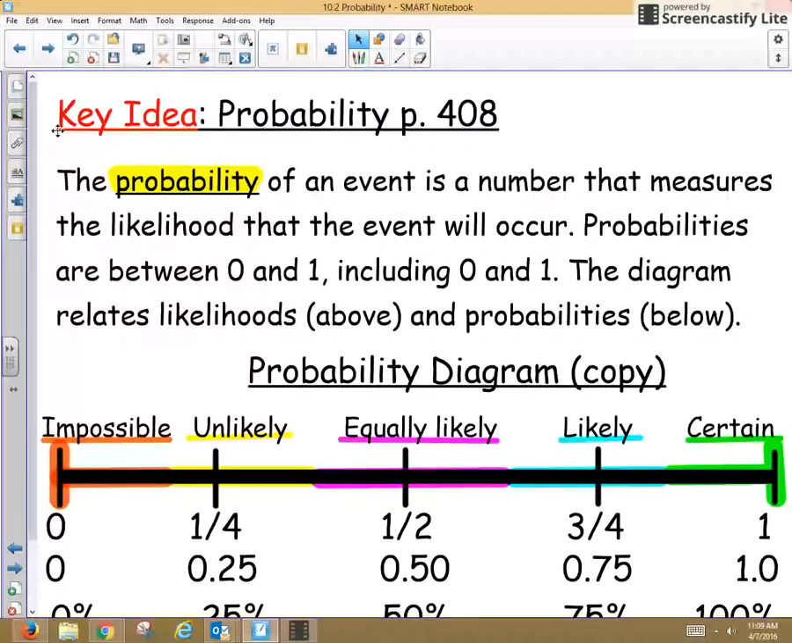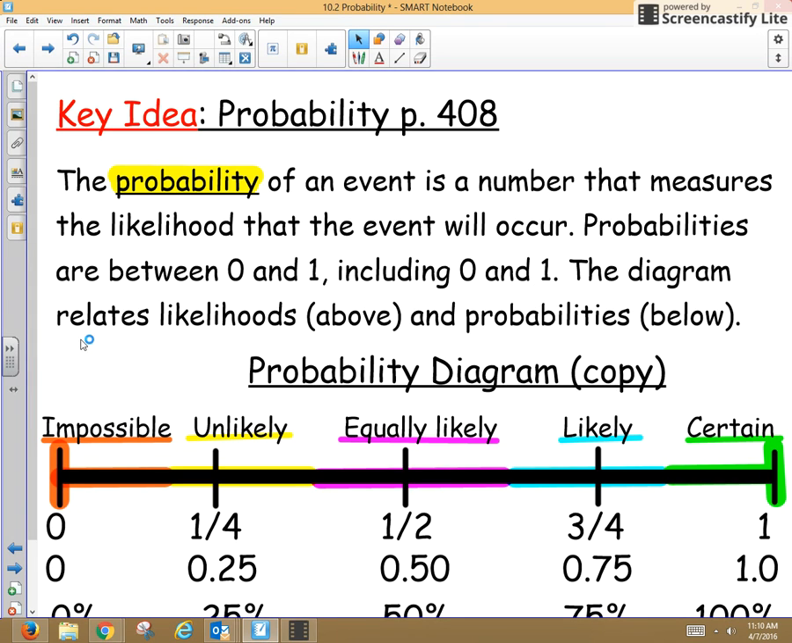Now for this key idea, all I'm asking is you write down the title and the page number so you know where to reference it. The probability of an event is a number that measures the likelihood that the event will occur. Probabilities are between 0 and 1 on the number line, and they include 0 and 1.